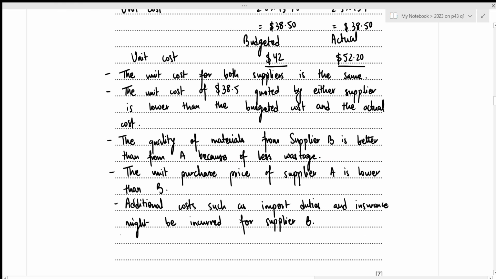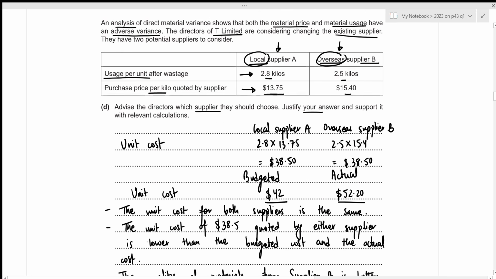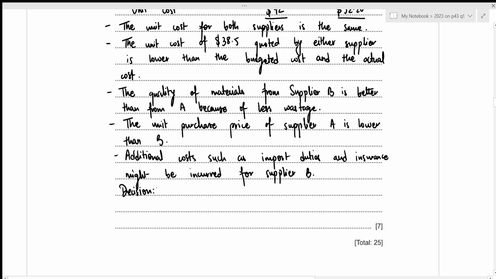Okay, now based on these factors, we need to make a final decision. And personally, I would suggest the directors to choose supplier A because first and foremost thing, they are a local supplier, right? Which means that if there's an urgent new customer, then we can make prompt delivery from these suppliers, but that might not be the case for our overseas supplier B. And another reason for this is that additional costs might be incurred for supplier B, which will make the purchase price per kilo even higher than what it is currently. So that's the basis for my decision.